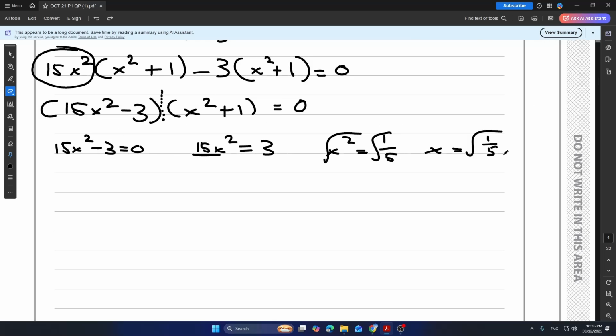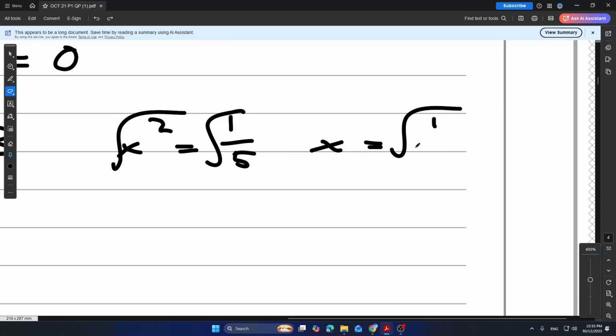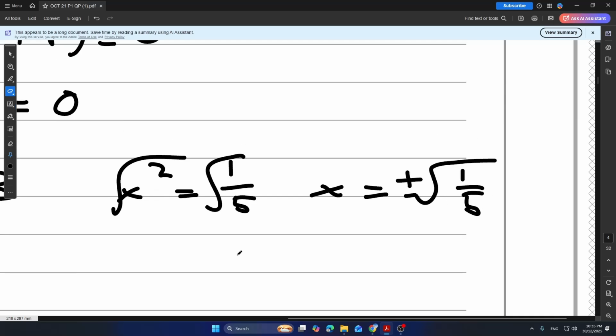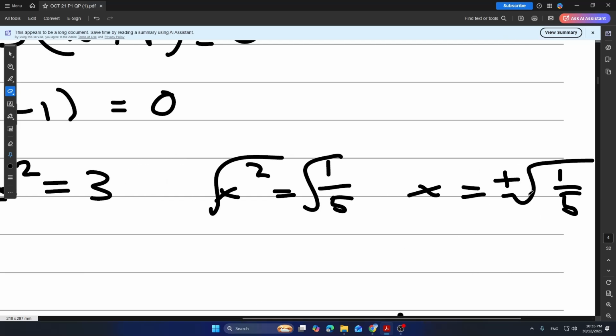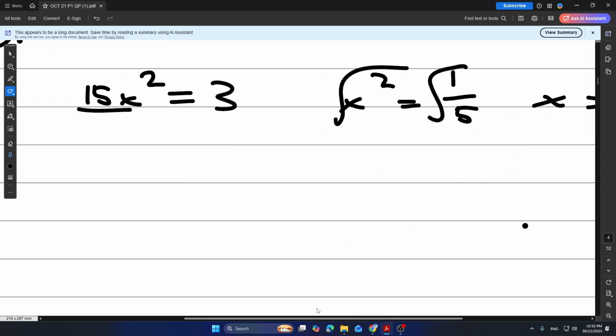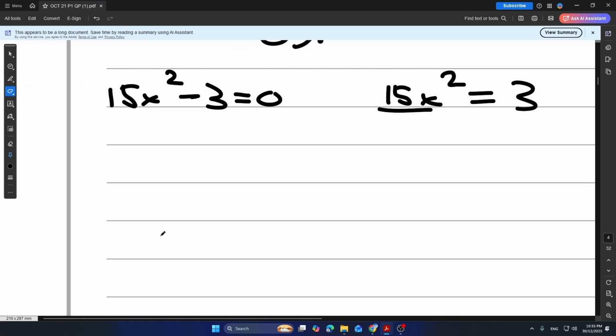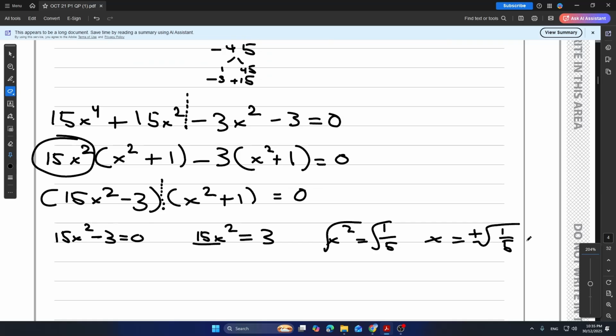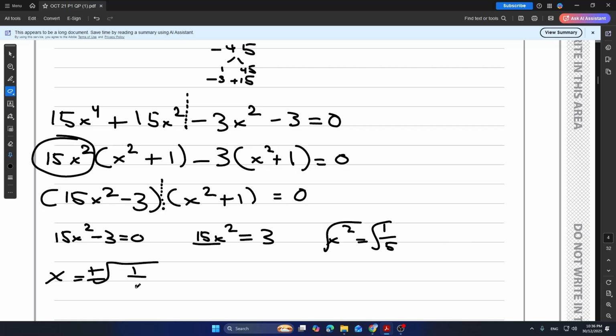Now we move on to this part. By the way, don't forget that because we are rooting, we get plus or minus root 1 over 5. So we have x equal to plus or minus root 1 over 5. That's two answers, by the way: x equal to plus root 1 over 5 and x equal to minus root 1 over 5. Let's write this as our answer, because this is one of our answers. Plus or minus root 1 over 5. Let me put a square around it.